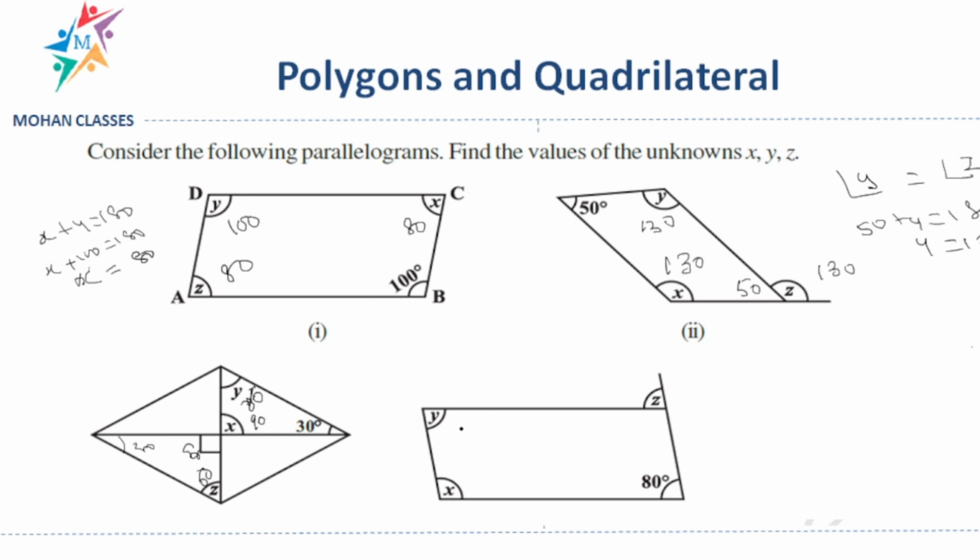Here it is 80. Here the sum of the adjacent angles is 180. So here it will be 100. What about this? Opposite angles are equal, so it is also 100. If it is 100, what about this supplementary angle? This angle will be 80, right? 180 minus 100. Clear? Let us go to the next.